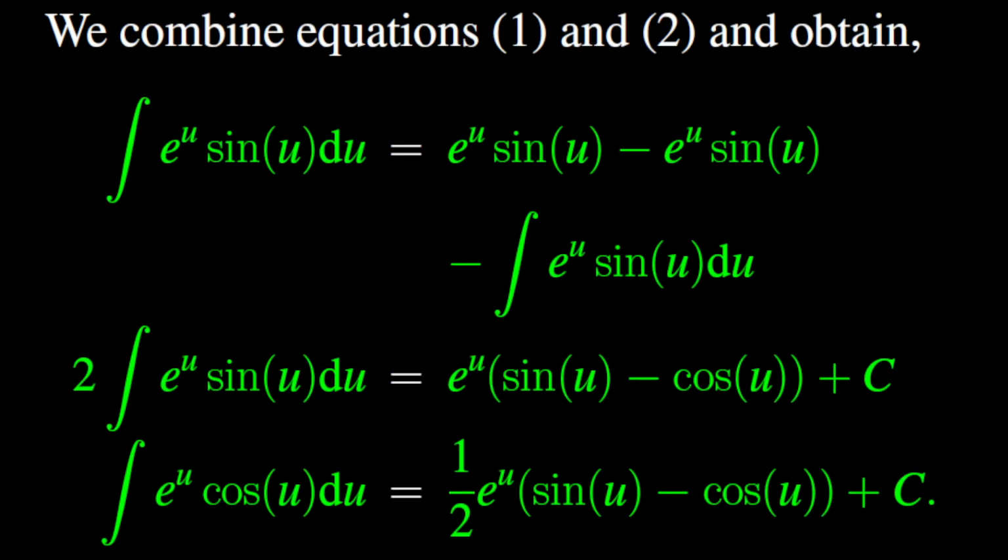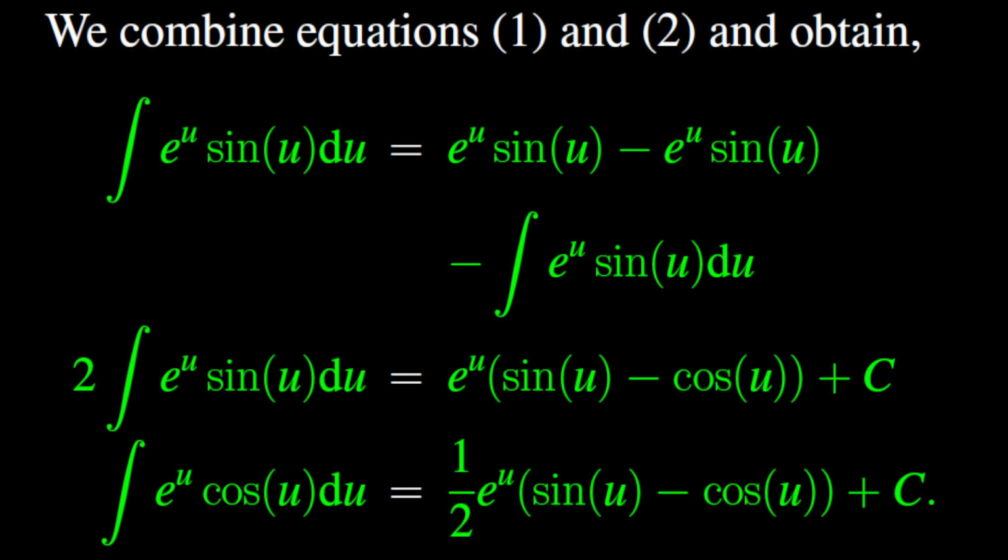We then combine equation 1 and equation 2 and we see that the integral of exponential of u times sine of u du appears on both sides of the new equation. We move those terms to one side. When we solve the resulting equation, we see that the integral of exponential of u times sine of u du is equal to 1/2 times exponential of u times the quantity sine of u minus cosine of u, plus the constant c.